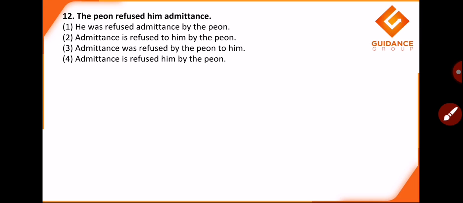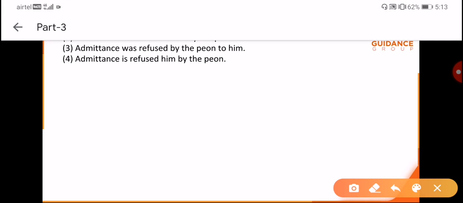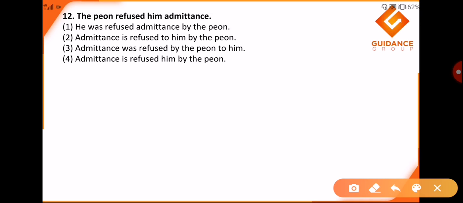Next one, the peon refused him admittance. So him is actually the object. Let us see the first one. He was refused admittance by the peon. Okay, was refused, it sounds right. Let us see the rest. Admittance is refused, okay, that changes the past tense. Admittance was refused by the peon to him.